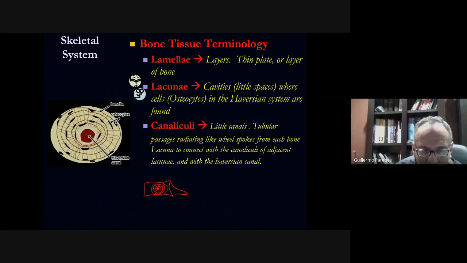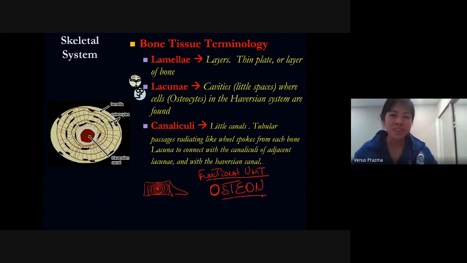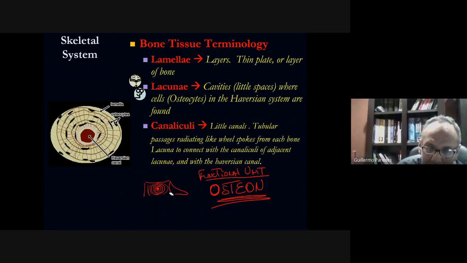Okay, all right. So if you see here, we are going to talk about the functional unit of the bone. What is the functional unit of the bone? Can somebody tell me? Oh, very good. I know you have it just ready to say it. So that is the osteon. The osteon is the functional unit of the bone. Good question. I would like to hear what a functional unit is. What is a functional unit?